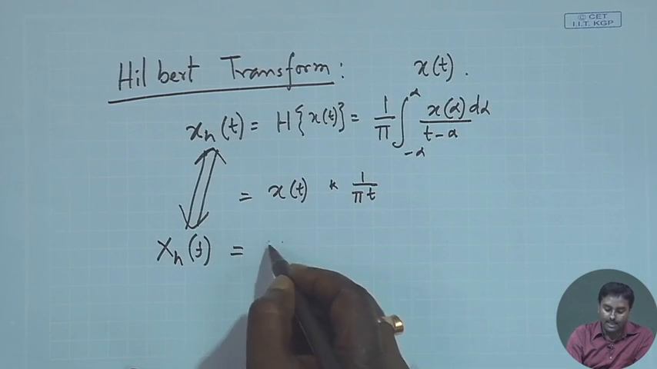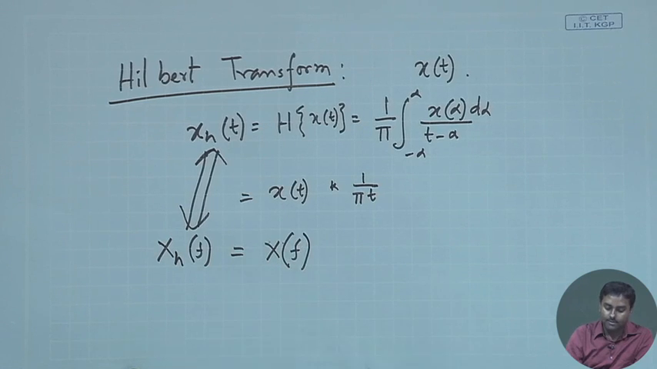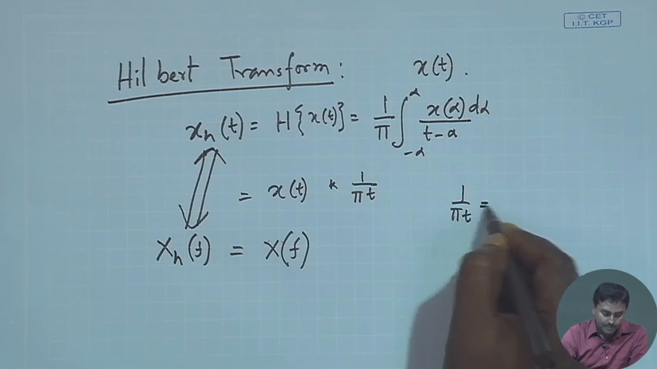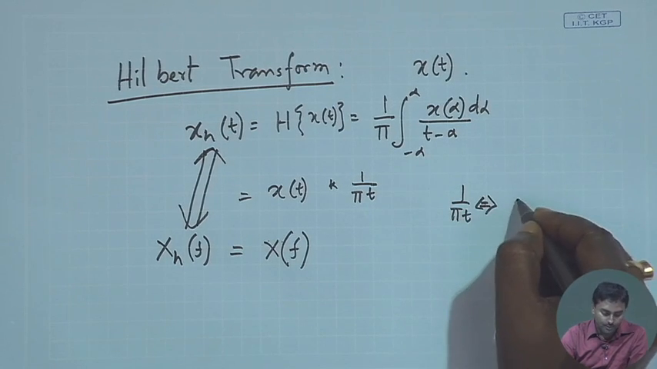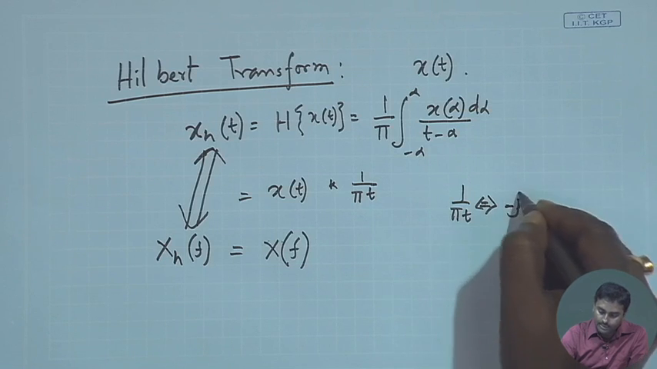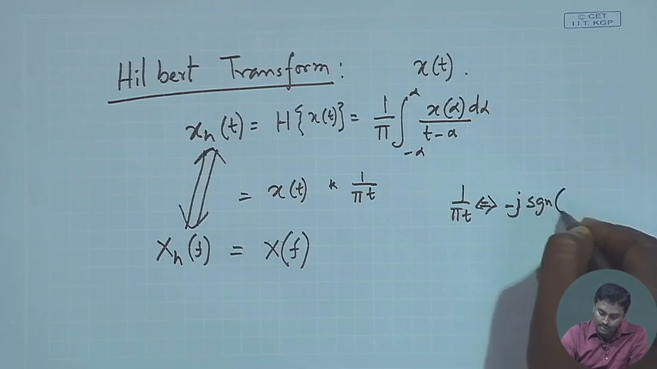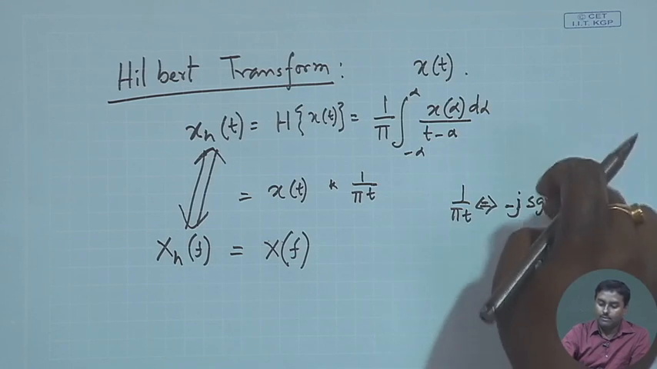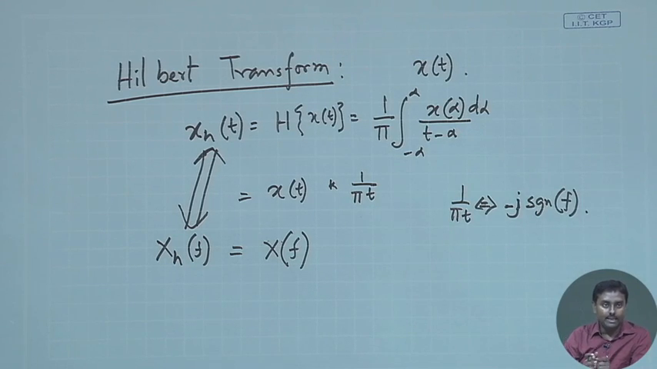Suppose x(t) has a Fourier transform of X(f). For 1 by pi t, we have already defined the Fourier transform of that. The Fourier transform of 1 by pi t is minus j signum f. This is something we have defined; we have actually done this thing for signum t.